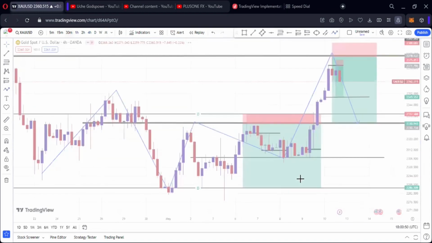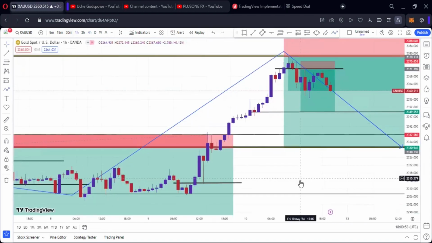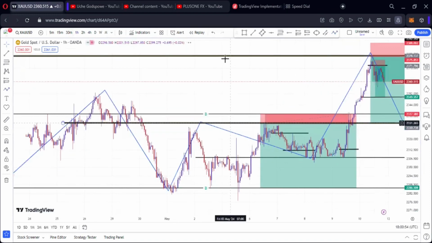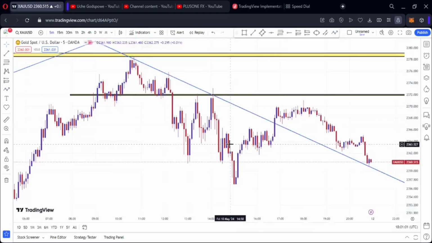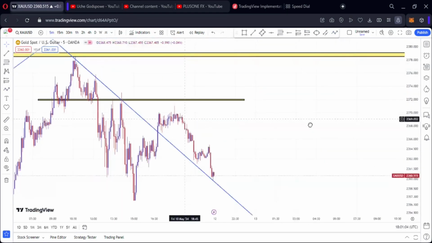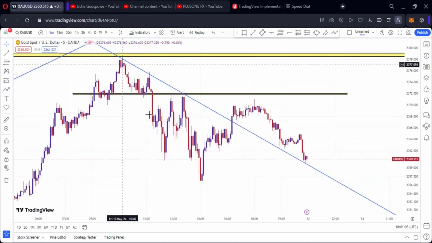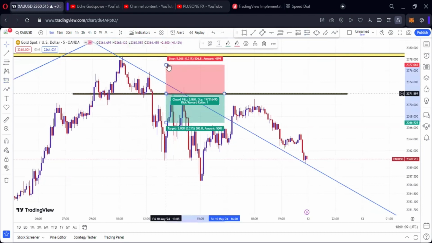Now, how do I enter this? Let's go, guys. You can see that this is still that zone. Let's go to the 5 minutes because that's where I get my entries. So how did I get this? You can already see without me telling you. This is a break of structure again. This is a pending order. This is where you set your pending orders.